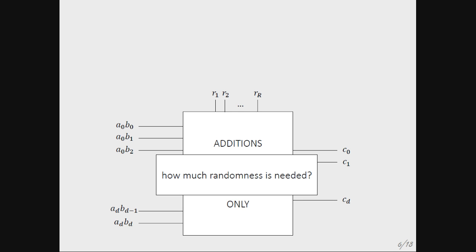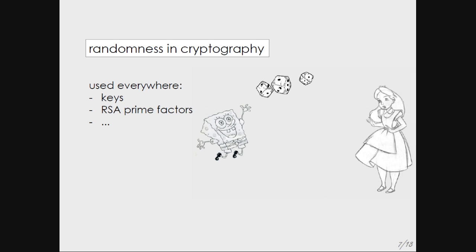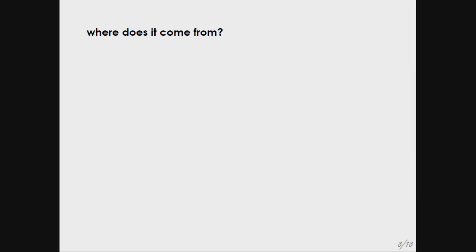And this is a very natural question, because in cryptography, you use randomness everywhere. You use it in your keys, you use it in your RSA prime factors, you use it when you want to sign something, and you ask a lot of it. You ask it to be uniformly distributed, you ask it to be independent, so you're a bit dreaming about perfect randomness. But where does it come from? Where does randomness come from?